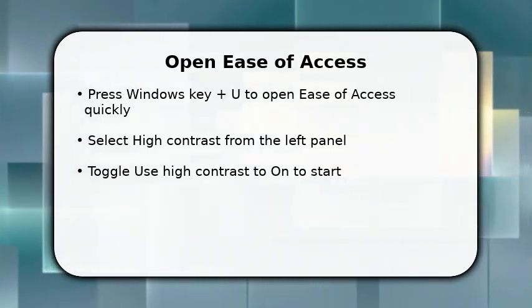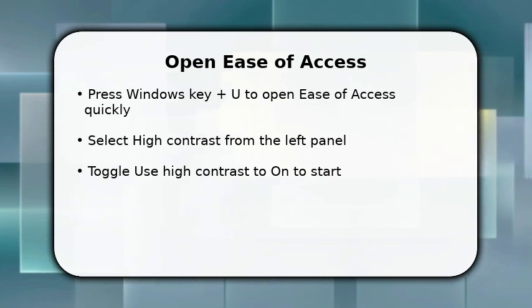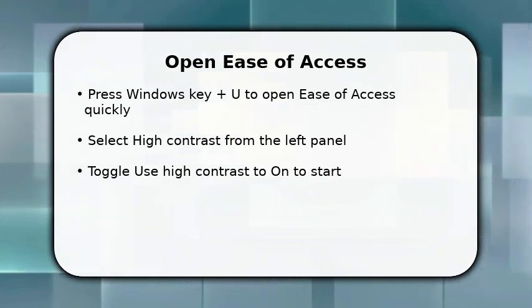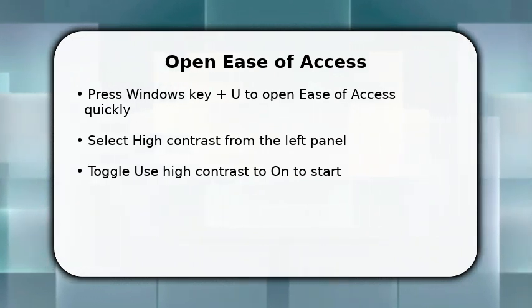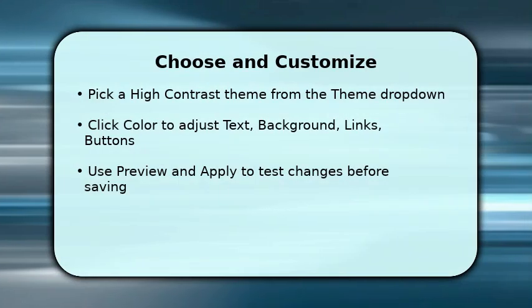Make sure to pause and confirm the screen changed, since this confirms Windows applied the accessibility override and prevents unnecessary further adjustments. Once High Contrast is enabled, choose a preset theme from the High Contrast theme dropdown so you have a base palette to refine.